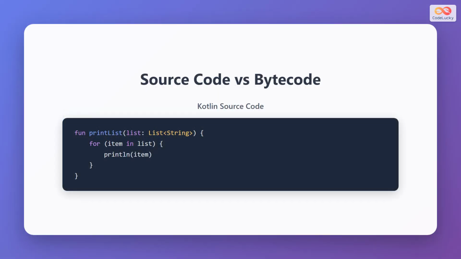Let's see type erasure in action. Here we have a simple Kotlin function called printList that accepts a list of String. The function iterates through the list and prints each item. This is what we write in our Kotlin source code with full generic type information.